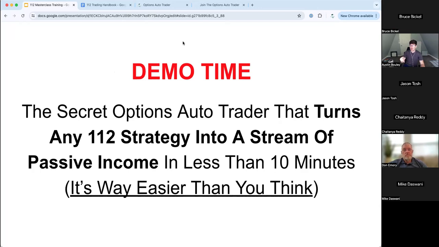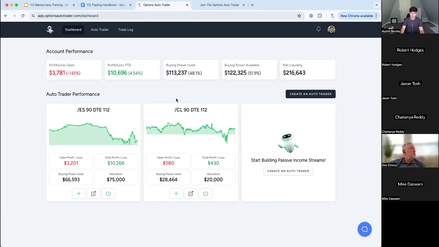So let me walk you through a quick demo and I'll show you how to automate the entire 112 process in a way where it's going to be so easy and you don't have to worry about a thing. If you haven't seen it before, this is the options auto trader. It's the only way to automate a 112 trade on the internet today. There's no other software that supports this, but we do. This was a software built by me, a 112 trader, for 112 traders. And this is all you need to do.